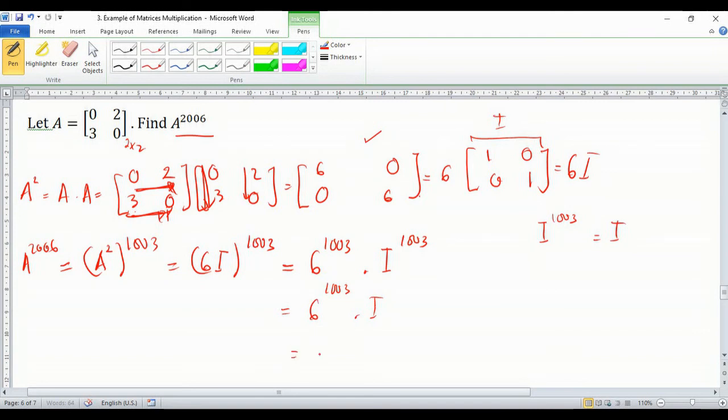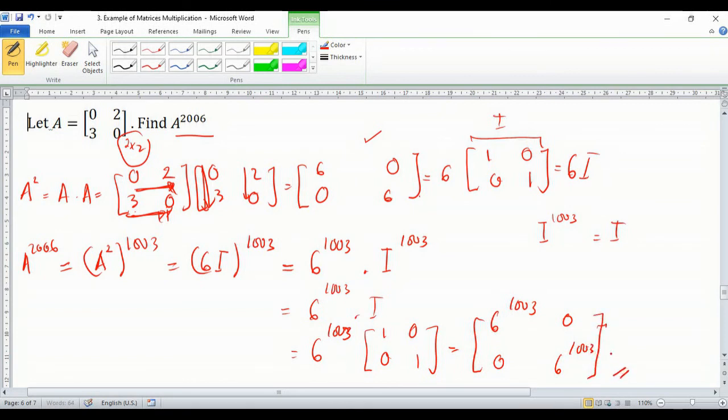So remember what the identity is. Identity is, from the top left to the bottom right, 1, 0, 0, 1, because from the beginning we are using 2 by 2, so in here we are using 2 by 2 again. So this one will have the result 6 power 1003, 0, 0, 6 power 1003. I hope you understand what I'm explaining, but remember, if you have identity power anything, it will be back to the identity.